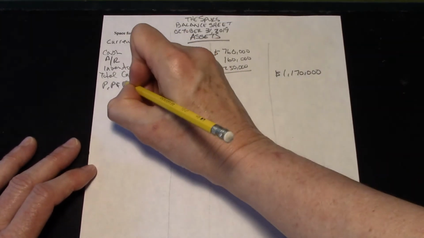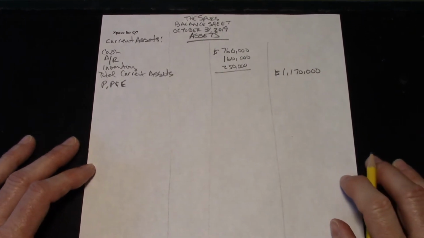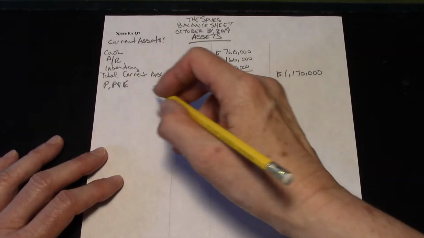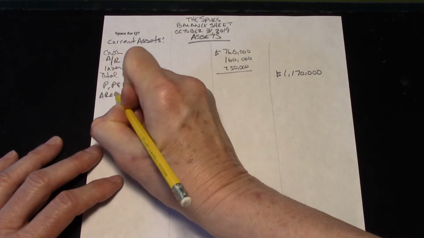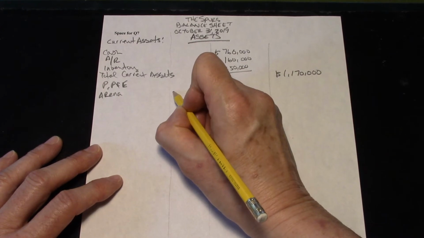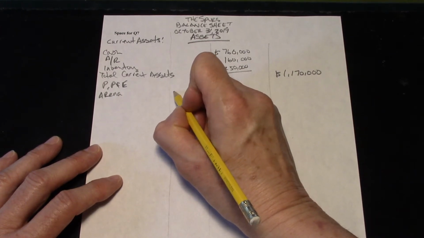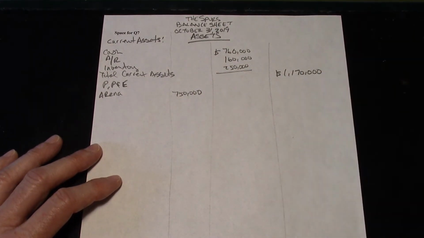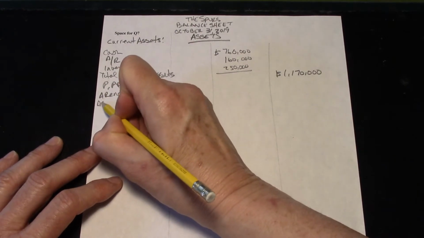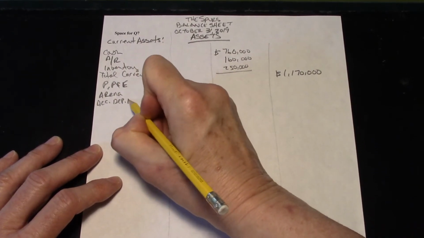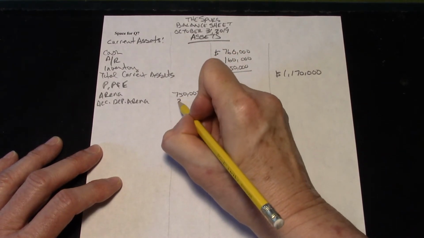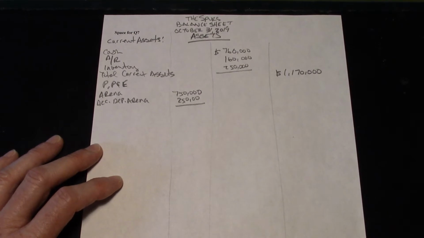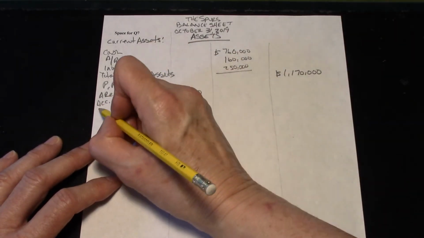Now we're going to do property, plant, and equipment, and I'm just going to abbreviate it P and E, and you can too. All right, and we just have the one arena, and it's 750,000. And then we have the accumulated depreciation for the arena, which is 250,000. So the book value is 500,000.